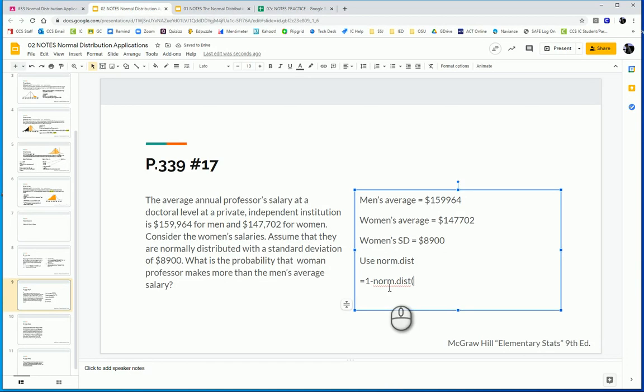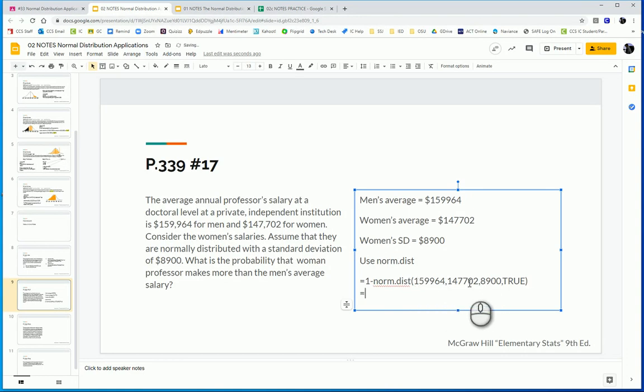The x value they want to know about is 159,964, the men's average. Because this average and standard deviation pair is for the women, that's what goes here for the mean and standard deviation of norm.dist. 147,702 is the average for the women. The women's standard deviation is 8,900. It's easy to get the two averages mixed up because they give you two averages, but only one has a standard deviation that pairs with it. So that's what you use in norm.dist. The other one is the x value they're checking to see is it more than.